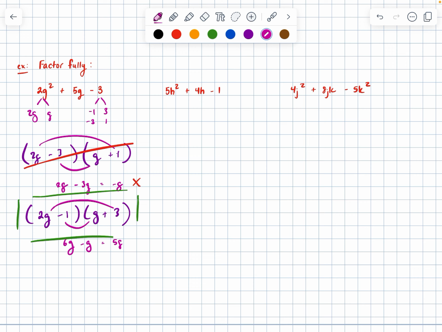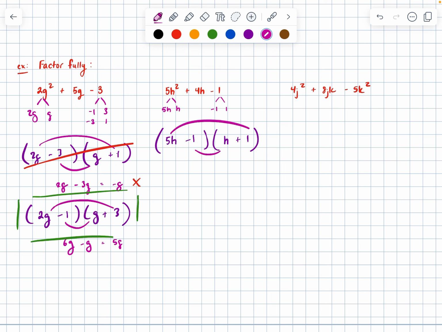5h squared plus 4h minus 1. Well, 5h squared can only be 5h times h. Negative 1 can only be negative 1 times positive 1. Now it's just a question of whether or not we happen upon our correct factorization on the first go. Well, I know it's got to be a 5h and an h. Maybe I'll try the negative 1 in the first slot and the positive 1 in the second slot. Again, maybe it works, maybe it doesn't. Only way I can be sure is to check my middle term.